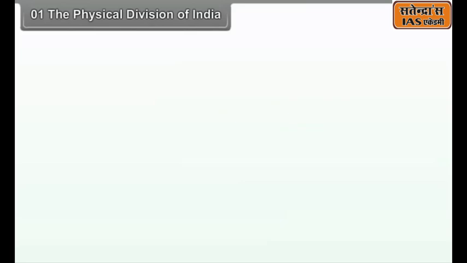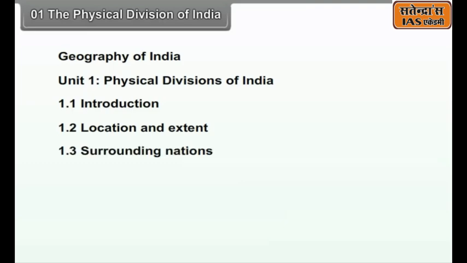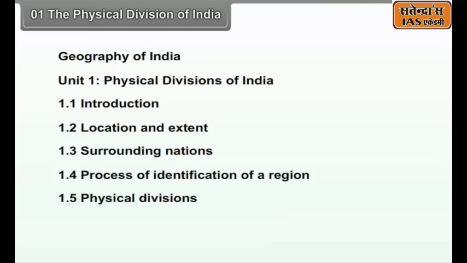Chapter 1: The Physical Divisions of India. We will study the following points in this chapter. 1.1 Introduction. 1.2 Location and Extent. 1.3 Surrounding Nations. 1.4 Process of Identification of a Region. 1.5 Physical Divisions.